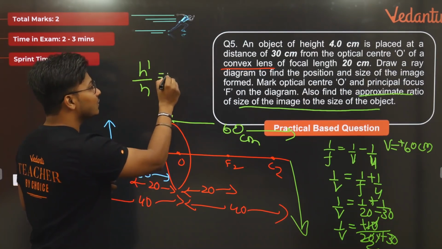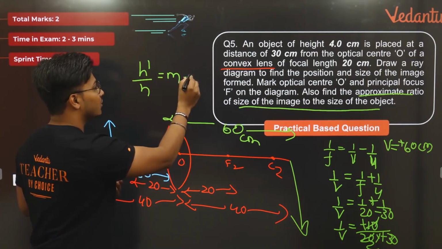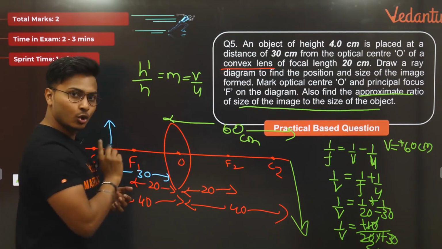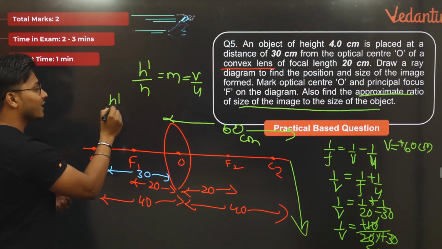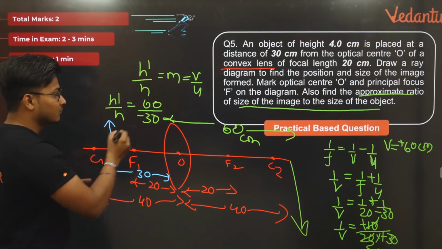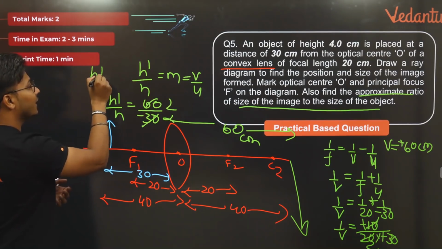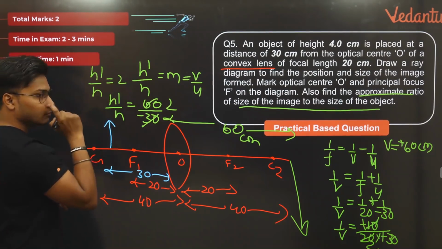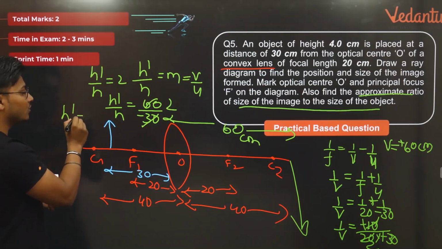We can write this as magnification, which is equal to v by u. v और u दोनों है, ठीक है. तो h dash by h is what? 60 divided by minus 30. कितना हो गया? 2. So h dash by h is roughly equal to 2. तो that means h dash is equal to 2 times of h.